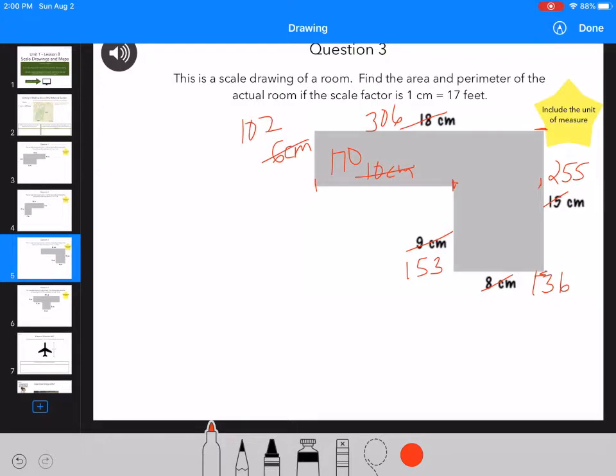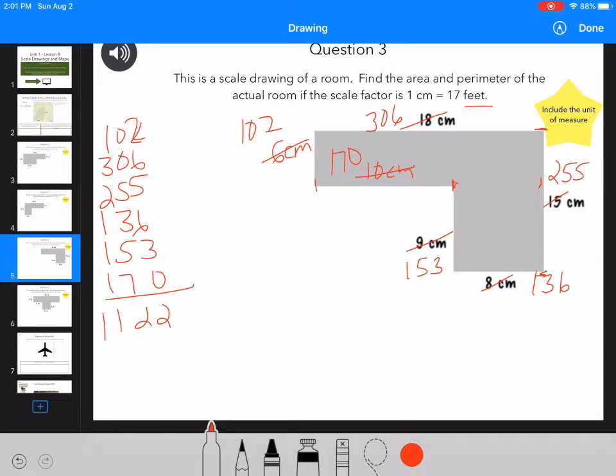So I'm going to use those numbers to figure out my perimeter and area. So I have 102, 306, 255, 136, 153, 170, and I made my whole way around. So now I'm just going to add those up. And I get 1,122 feet.